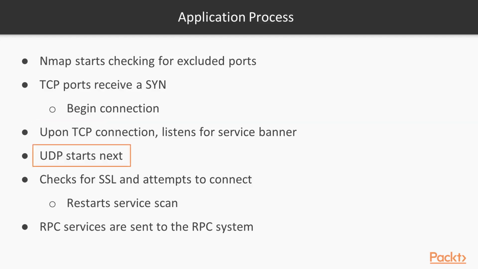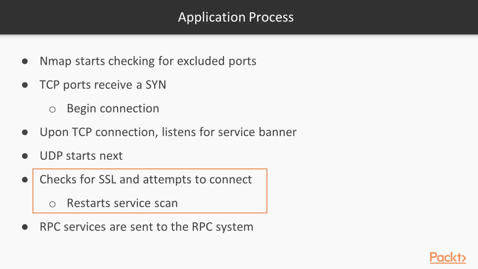Then it connects to UDP, and it'll check through whatever it can with the UDP. It's a lot tougher to figure it out. It has to really rely on port numbers and whatever information we might get back through ICMP. It's pretty tough. After it finishes with that, it will check for SSL on these TCP connections.